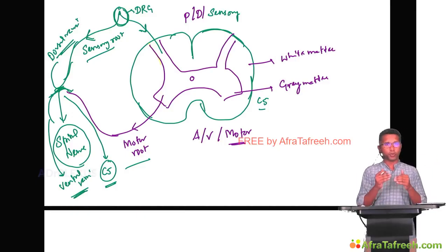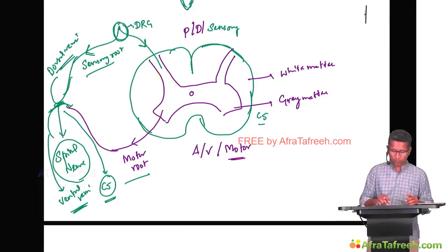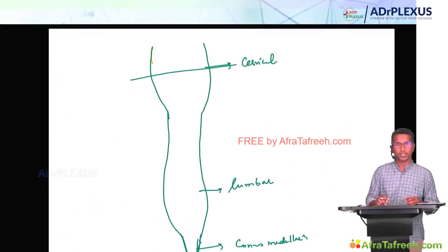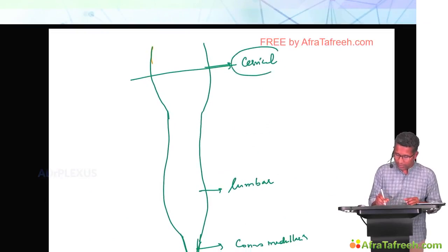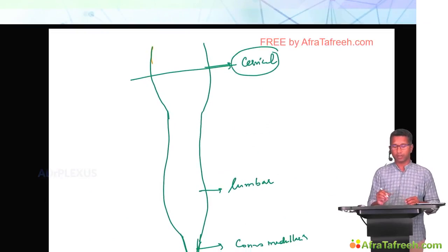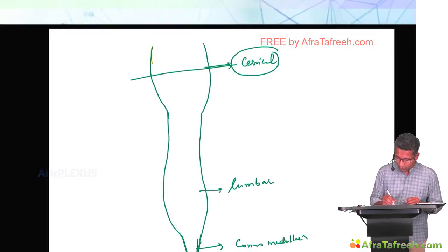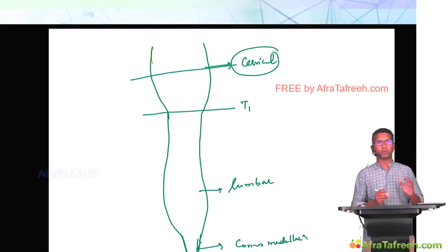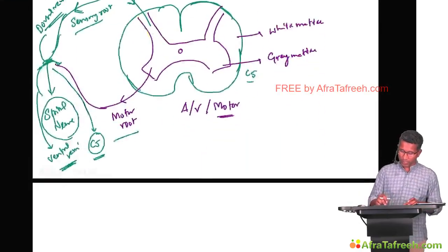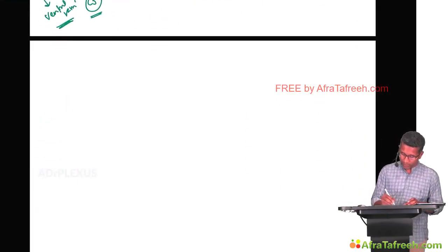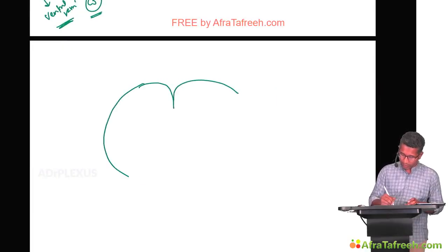Now I'm going to make a section slightly below, guys. I have done a section at the level of cervical, and now I'm going to make a section at the level of upper thoracic, let it be T1. Let us see what is happening in T1. If you make a section at the level of T1, I can see the white matter very similar to the cervical region.